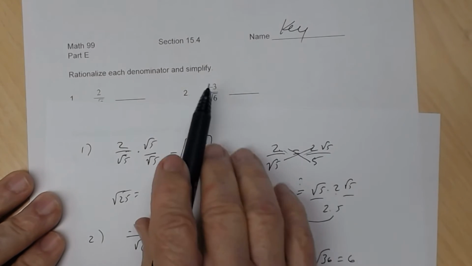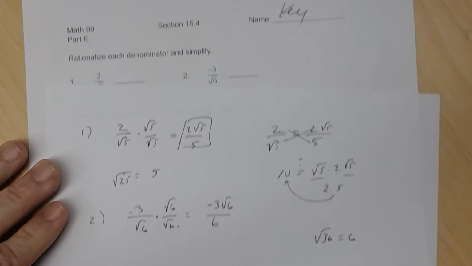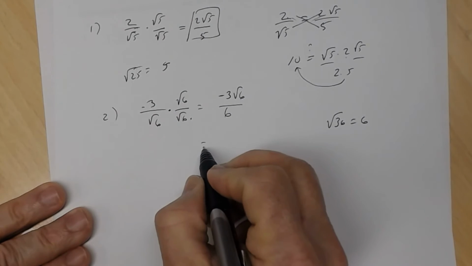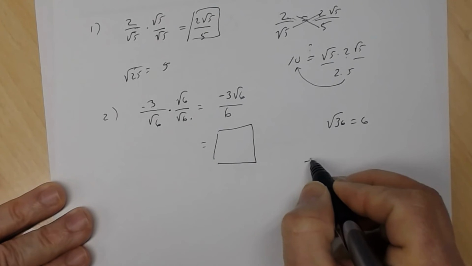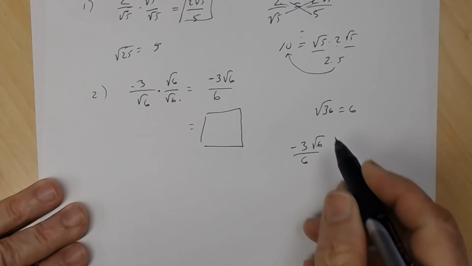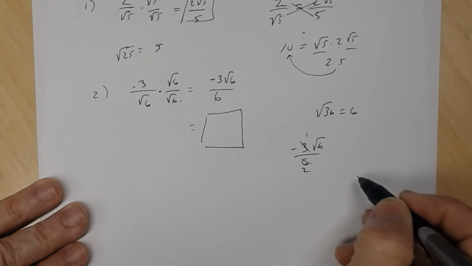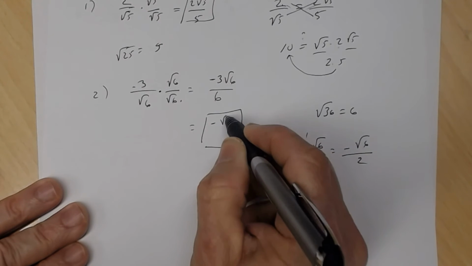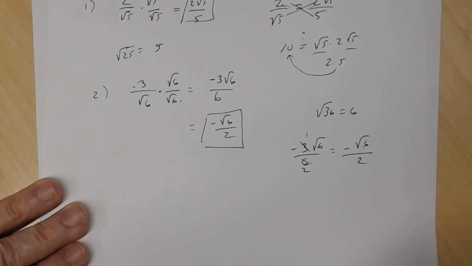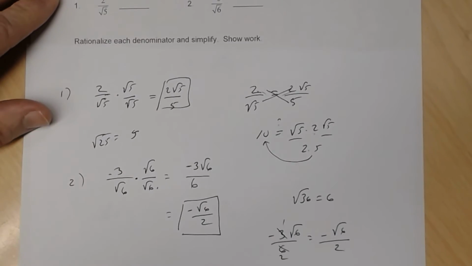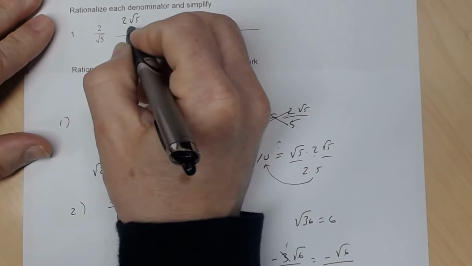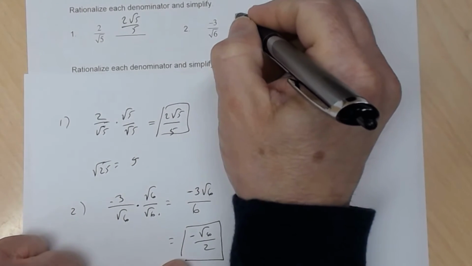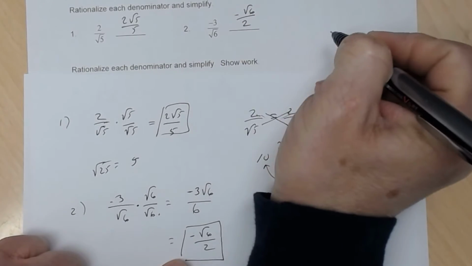But remember the directions also say simplify. So you always need to simplify if you can. So I can reduce the negative 3 and the 6 here. 3 goes into 3 one time, 3 goes into 6 two times. So I get negative square root of 6 divided by 2. Okay? All right, so number 1, the answer is 2 square root of 5 divided by 5. And number 2, the answer is negative square root of 6 divided by 2.